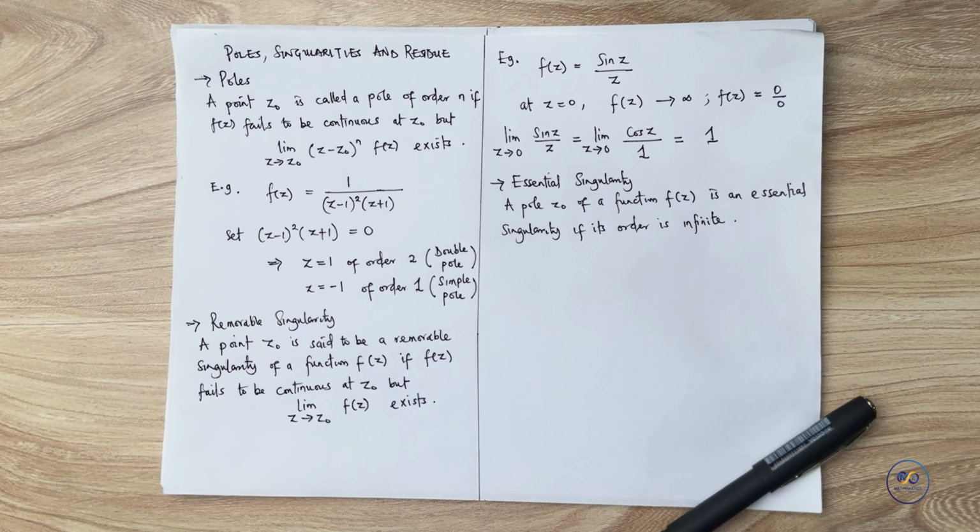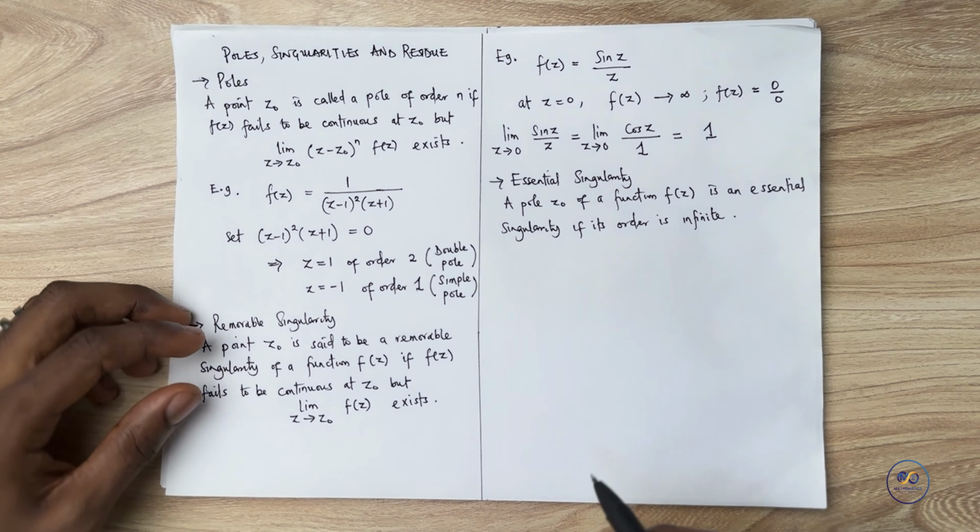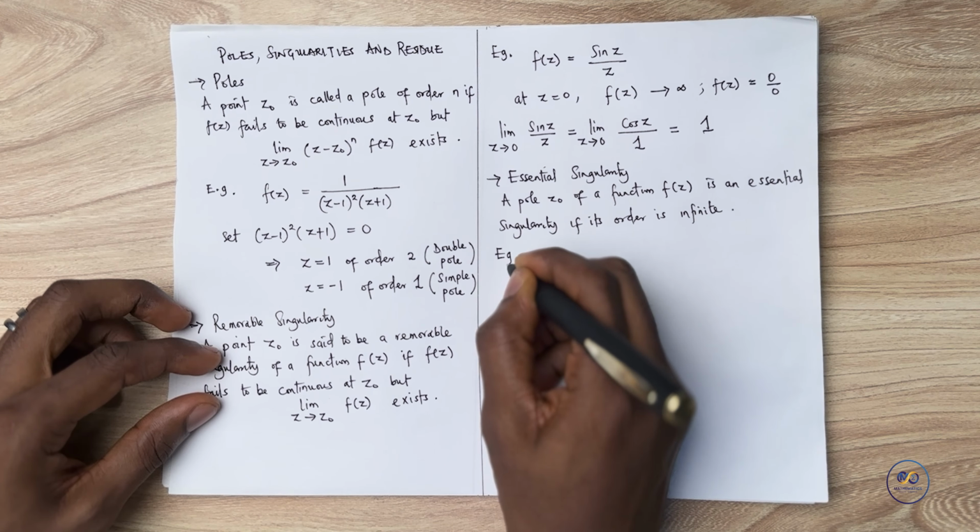I will say that a pole z naught of a function f of z is an essential singularity if its order is infinite. Now, what exactly does that mean? It means that for this function, when we evaluate at that point, it makes the function undefined, yes, but then the order of that pole is not a finite value, which means the order continues to increase as you proceed. Now, what kind of functions can we have?